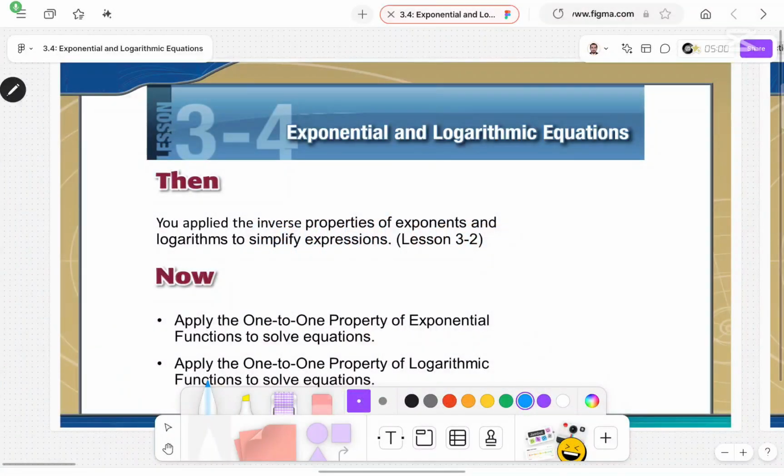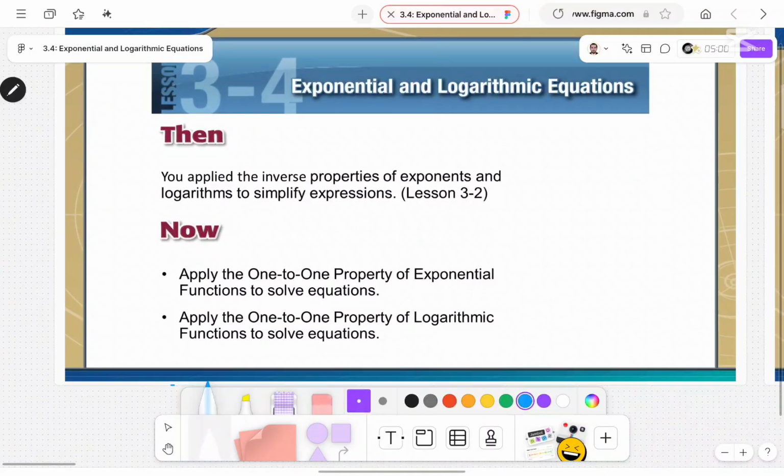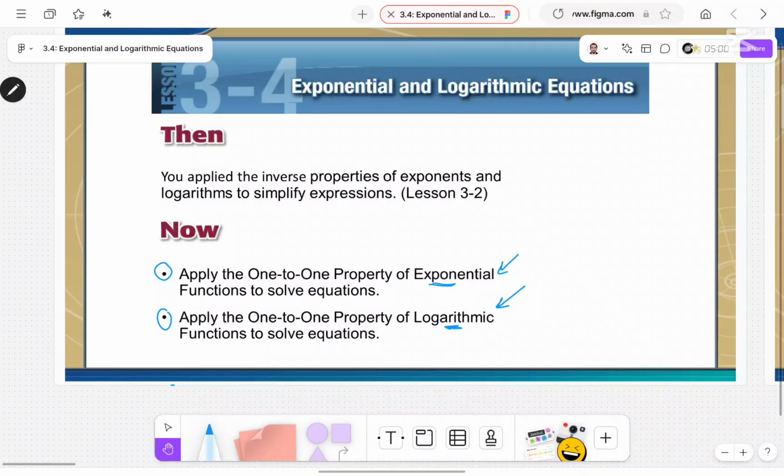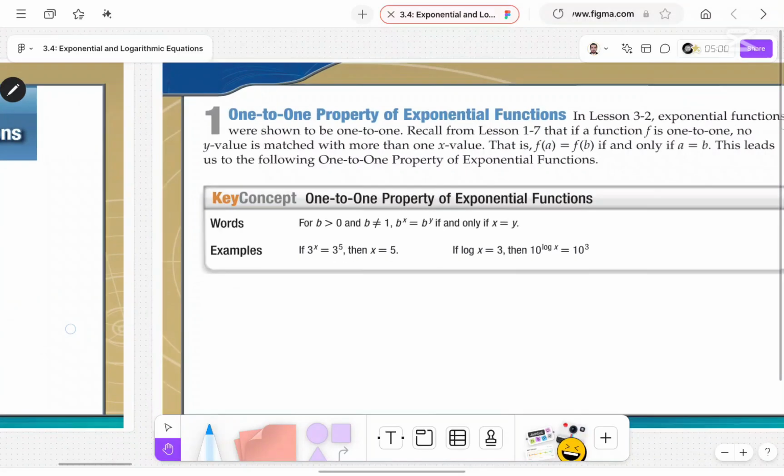Ismail is here. Today we're going to start the study of 3.4, exponential and logarithmic equations. In this lesson we're going to learn two things. First, how we can apply the one-to-one property for exponential functions, and how we can apply the one-to-one property for logarithmic functions, because the logarithmic function is the inverse of the exponential.